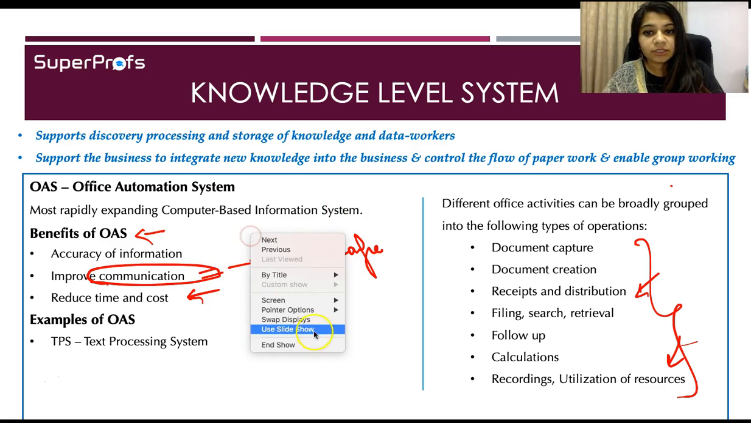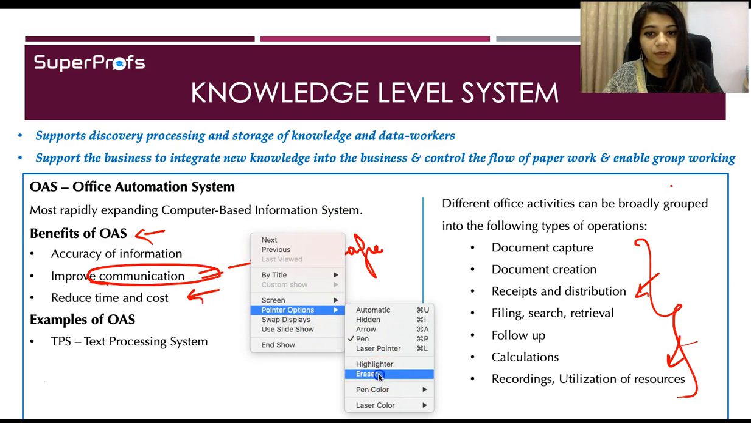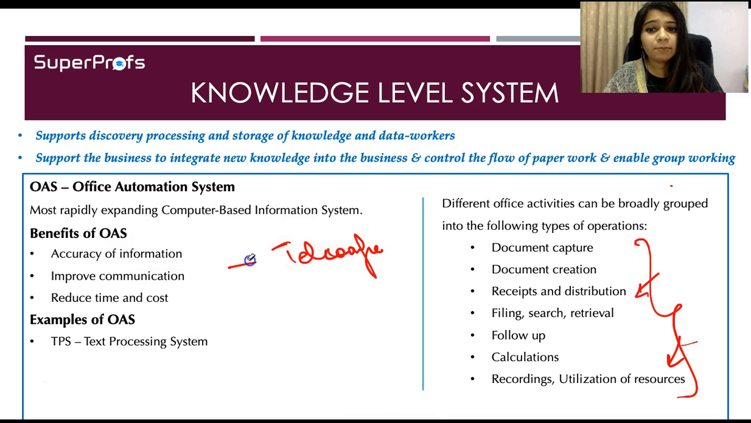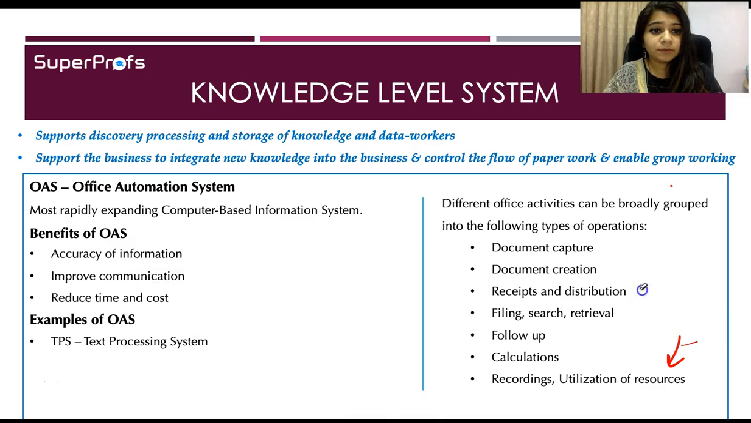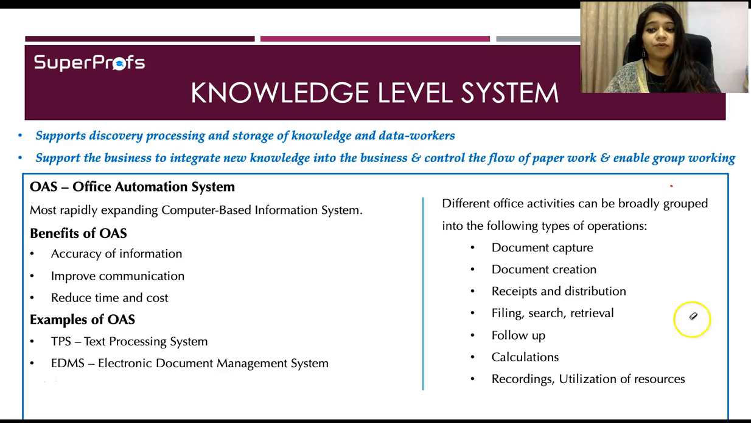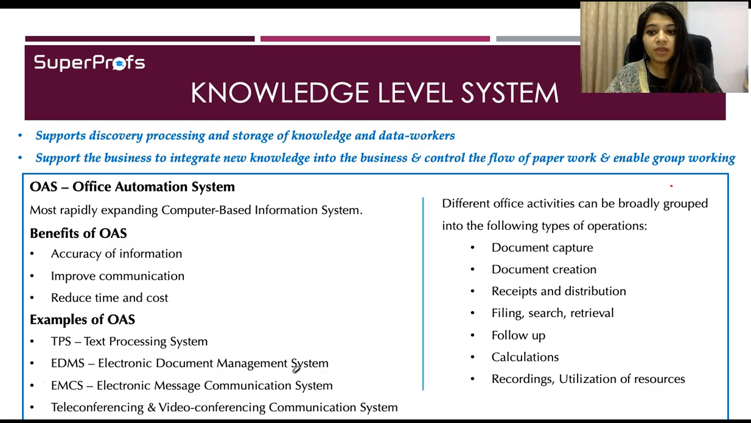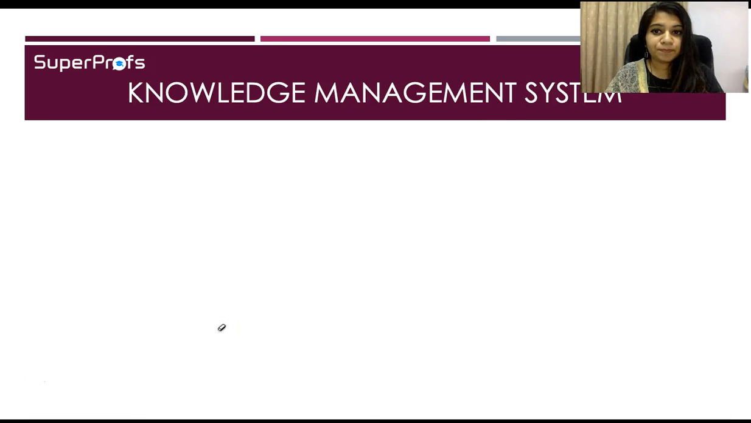So now let's study the different examples of computer-based OAS. First of all, you have text processing systems, electronic document management systems, or your PDF readers and all, electronic message communication systems, and teleconferencing and video conferencing communication systems. So basically your Skype and all. Okay, so these are the examples of different OAS.